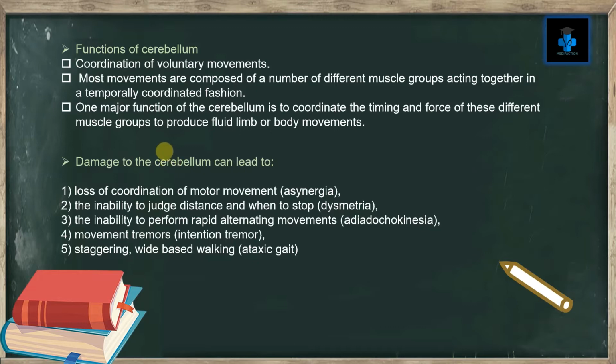Damage to cerebellum can lead to number 1, loss of coordination of motor movements known as asynergia. Number 2, the inability to judge distance and when to stop, known as dysmetria. Number 3, the inability to perform rapid alternating movements, also known as adiadochokinesia. Number 4, movement tremors, also known as intention tremor. Number 5, staggering wide-based walking, called ataxic gait.